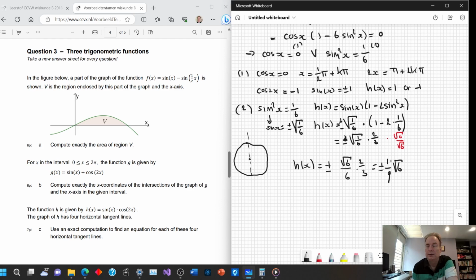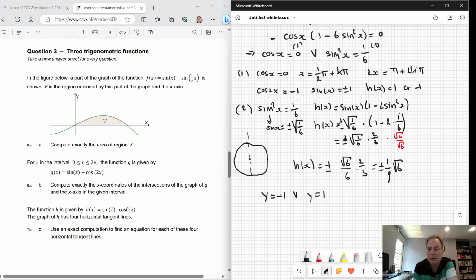So the lines are then, we know the lines are horizontal, so the slope is 0. That means the lines are y equals minus 1, or y equals 1, or y equals 1 over 9 square root of 6, or y equals minus 1 over 9 times the square root of 6.